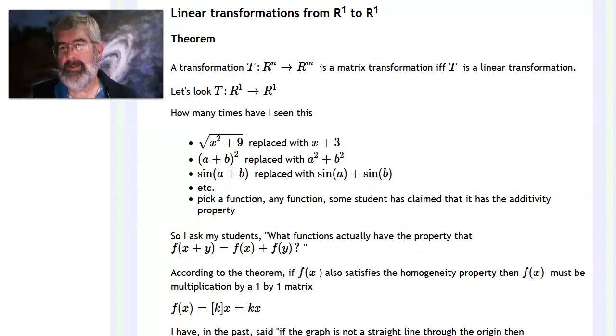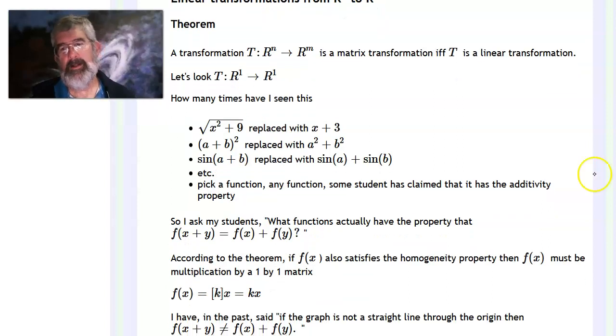So the answer is, well, the theorem actually says it's a linear transformation, which means not only does it satisfy the additivity property, but it also has to satisfy the homogeneity property as well. If it satisfies both of those, then it has to be just multiplying by a constant.